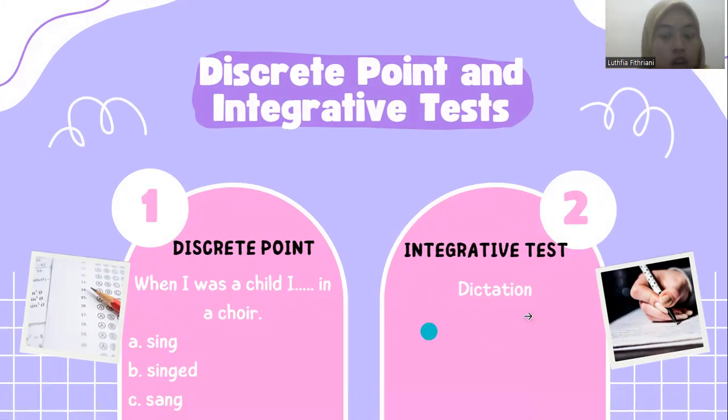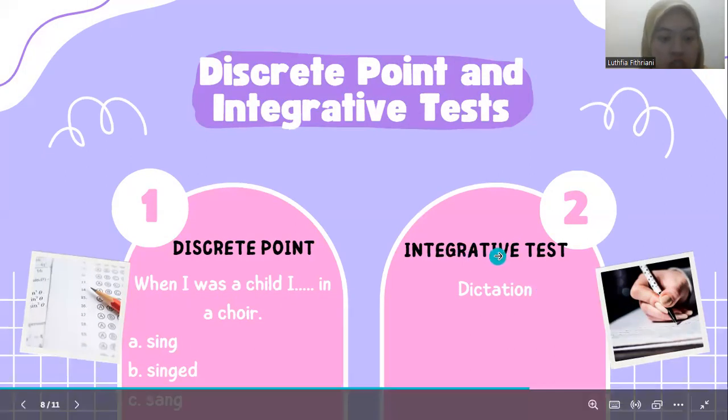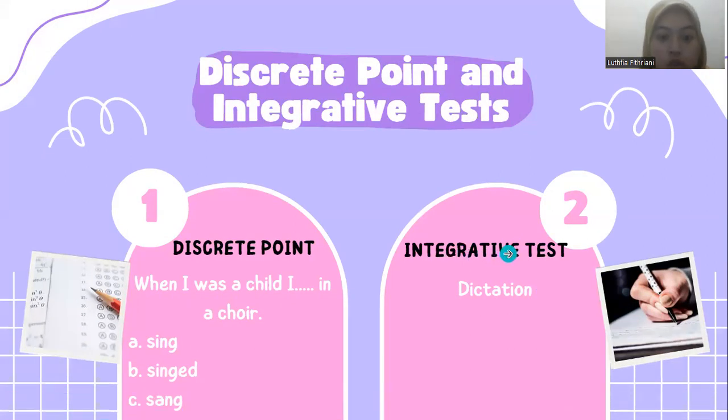And then an integrative test is a test which tests more than one skill and or item of knowledge at a time. For example, dictation. So dictation is included in integrative tests since it involves listening skill, writing skill, repetition of specific language items, grammar, and so on.